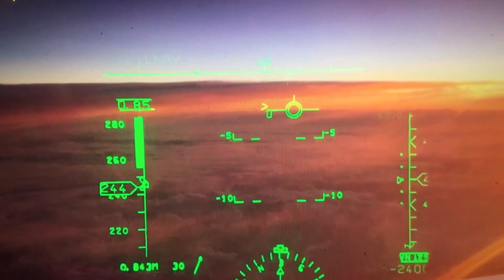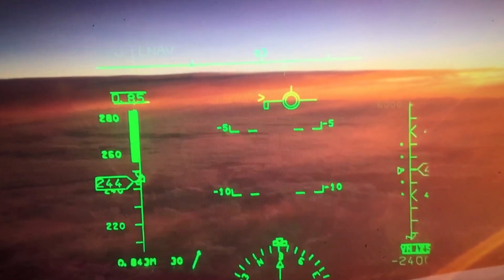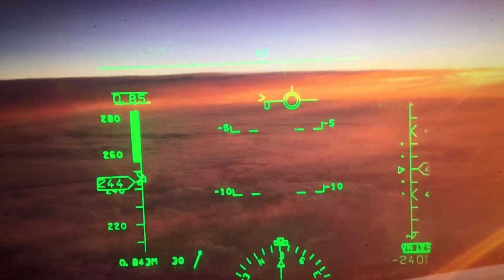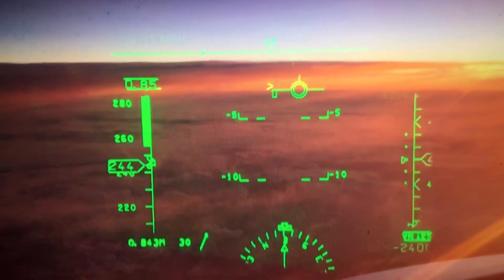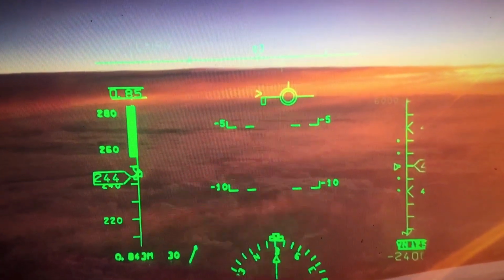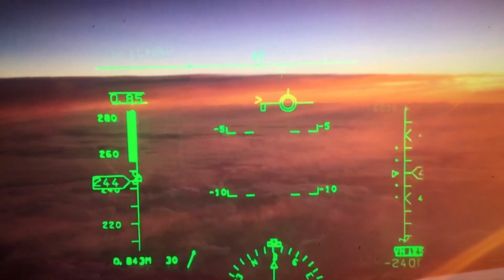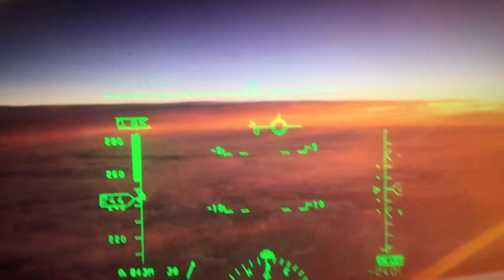To achieve that, a good rule of thumb that pilots use is to use a rate of descent that is 5 times your ground speed. So if we were flying at 100 knots, we would have to descend at 500 feet per minute to achieve that 3-degree glide path. In the cruise here, we're cruising at about 500 knots.